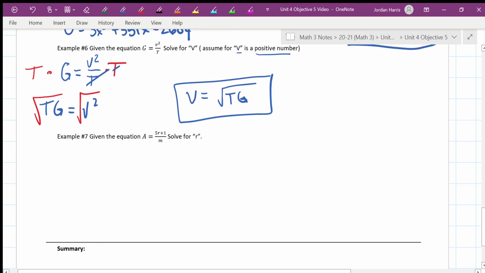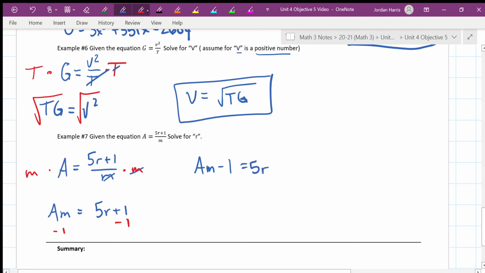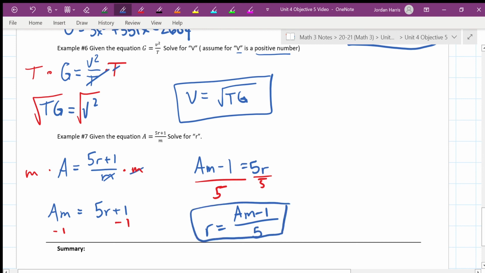Okay, next one, solve for r. Same exact idea. So I'm going to clear the fraction first. So the m's go away. So it's a times m equals 5r plus 1. Okay, so now let's subtract 1 from both sides. So I have a times m minus 1 equals 5r. Then I'm going to divide everything, the big old fraction line on the left side, and I get r equals am minus 1 all over 5. Done. r is by itself. Solved it. And there we have it.